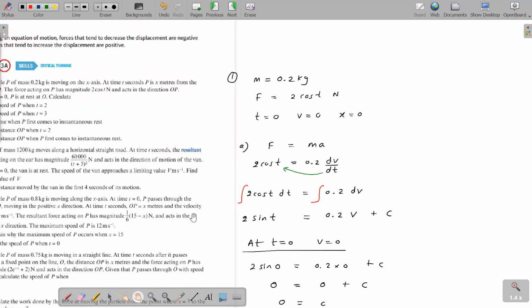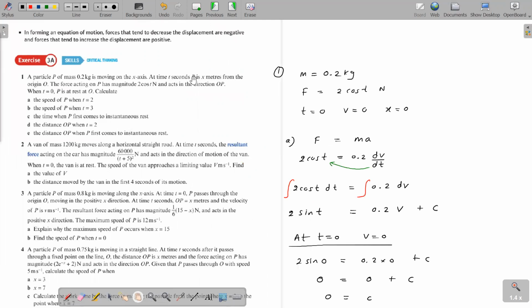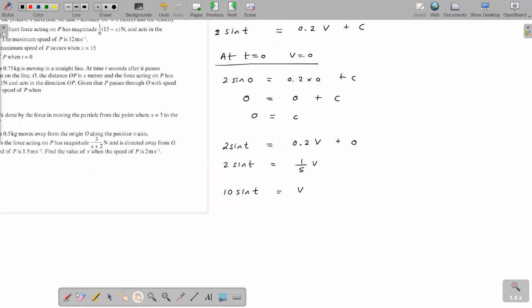So what do they want us to find? Find the speed of P when t equals 2. So when t equals 2, how do you get the speed? v equals 10 times sine 2. Basically, speed means they just want the magnitude, the size of it.